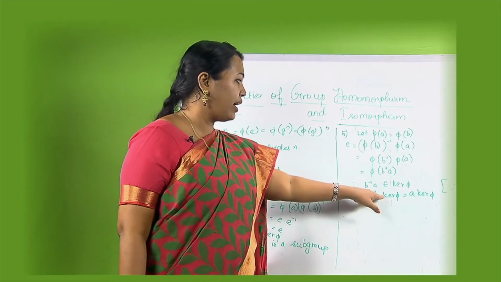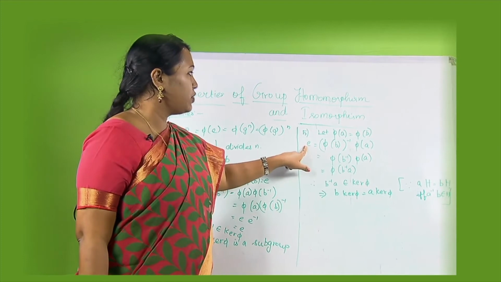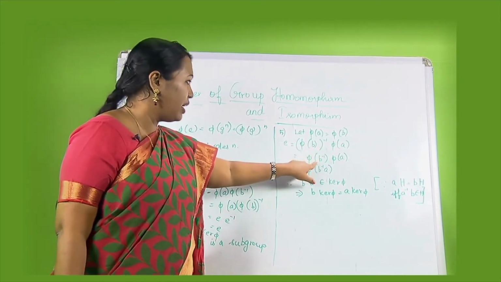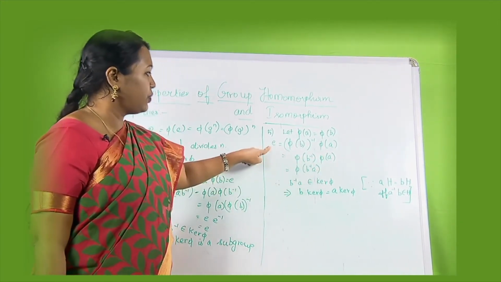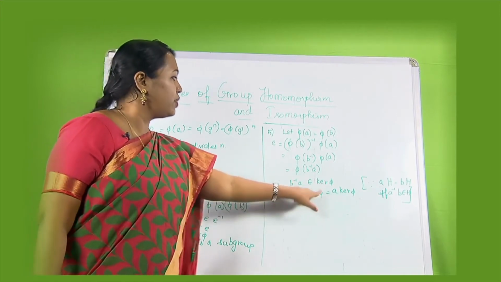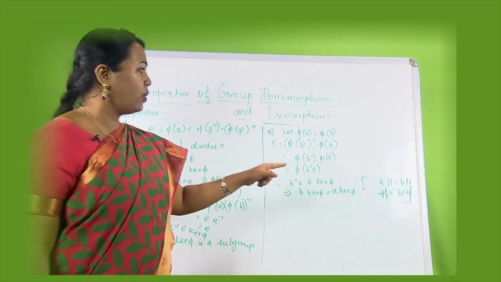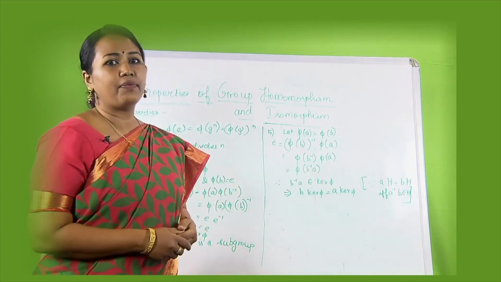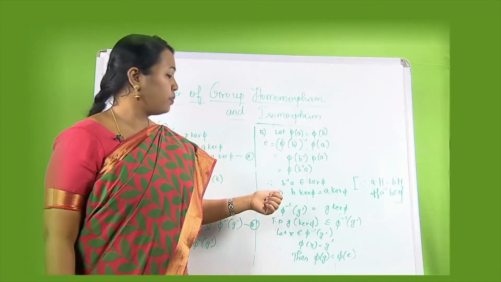We are supposed to prove that B kernel phi is equal to A kernel phi. E is equal to phi of B the whole inverse times phi of A, that is equal to phi of B inverse times phi of A, that is phi of B inverse A is equal to E. Therefore, B inverse A belongs to kernel phi, and you bring this to this side, so it becomes B kernel phi is equal to A kernel phi. We know that this is possible because AH is equal to BH if and only if A inverse B belongs to H. We shall now prove property number 6.